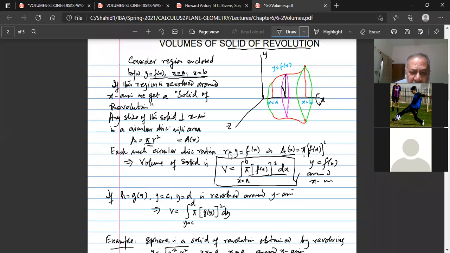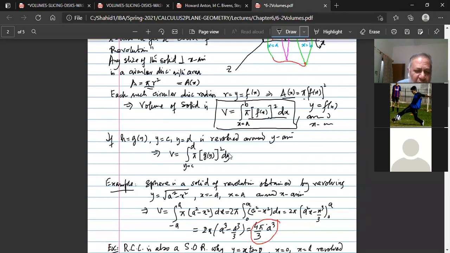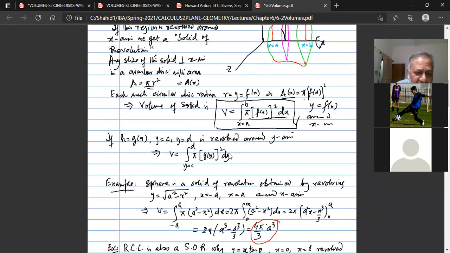But if I have x is equal to g(y) curve along with y is equal to c and y is equal to d, and the region is revolved around the y-axis, I will have a corresponding formula: pi times function of y whole square into dy. So wherever I can consider a solid to be a solid of revolution, I can use this technique.